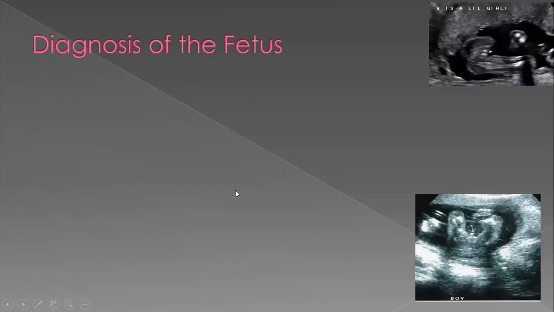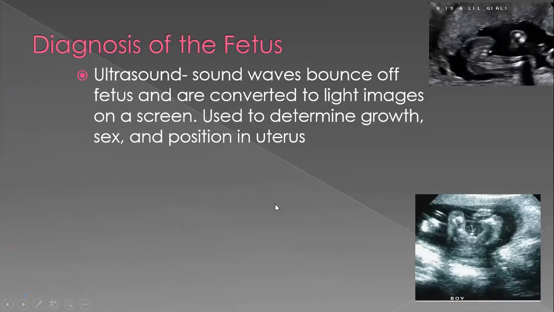Diagnosis of the fetus. Ultrasound. Sound waves bounce off the fetus and are converted to light images on a screen used to determine growth, sex, and position of the fetus. So at different stages of development, when a woman is pregnant, she's going to go to the doctor to get an ultrasound. They're going to look at the baby to make sure everything's progressing like it's supposed to. They can determine the sex of the baby.